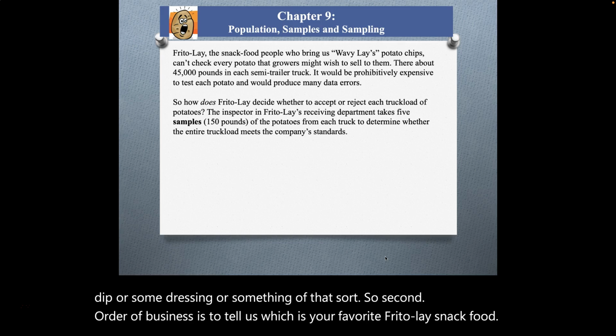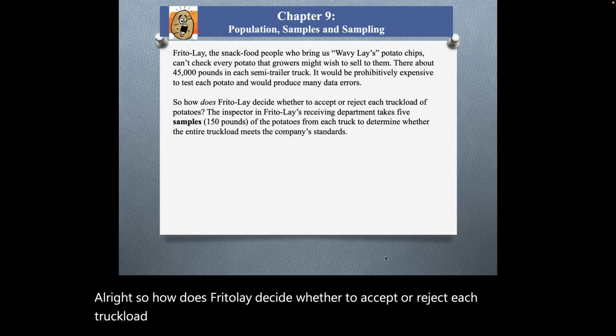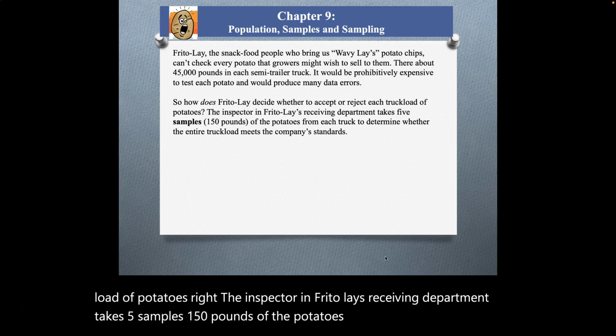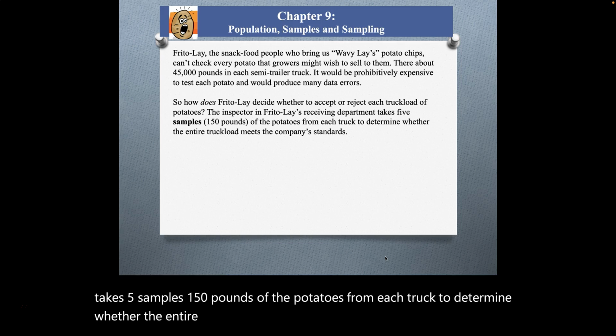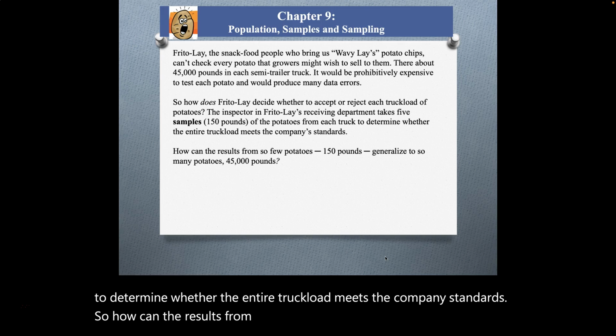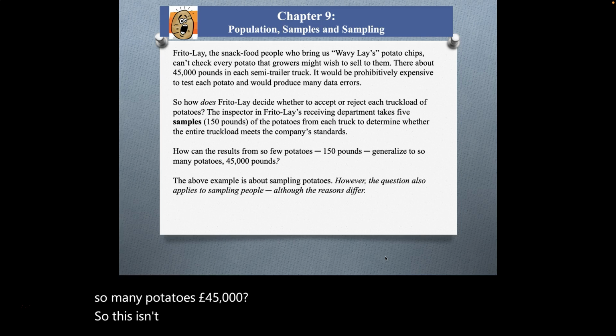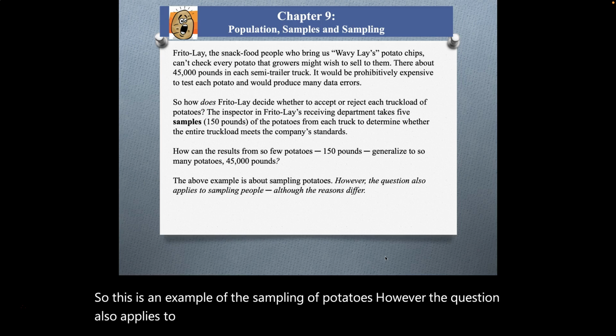All right, so how does Frito-Lay decide whether to accept or reject each truckload of potatoes? Right, the inspector in Frito-Lay's receiving department takes 5 samples, 150 pounds, of the potatoes from each truck to determine whether the entire truckload meets the company standards. So how can the results from so few potatoes, 150 pounds, be generalized to so many potatoes, 45,000 pounds? So this is an example of the sampling of potatoes. However, the question also applies to sampling people, although the reasons differ.